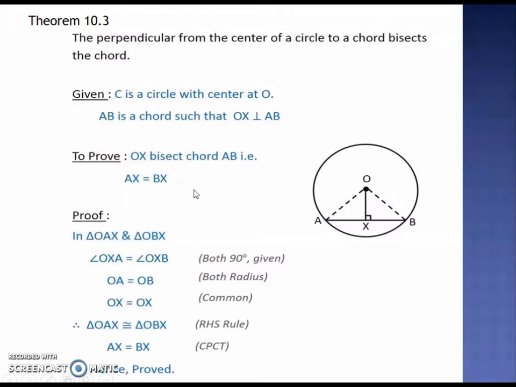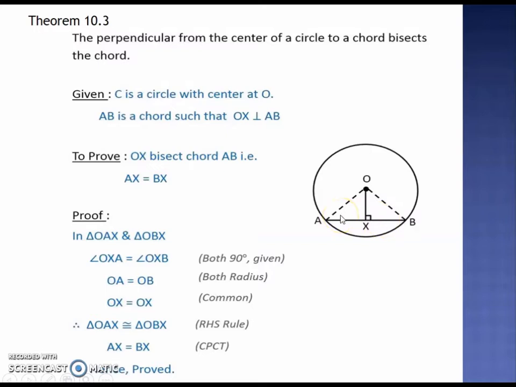Now the 10.3 theorem is the next one that we are going to start. The statement of the theorem is: the perpendicular from the center of the circle to a chord bisects the chord. That means from the center O, if I draw a perpendicular to any chord AB on this circle, that is OX perpendicular to AB, then this OX will bisect AB, which means AX and XB will be equal. This is what I have to prove.